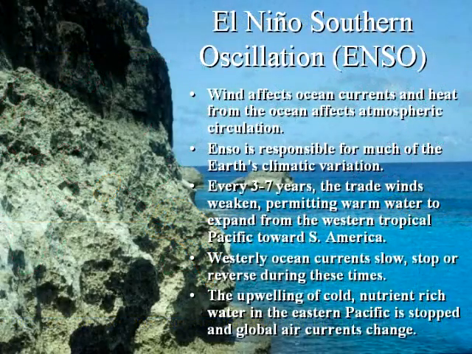So let's summarize. There is this interaction that occurs between the oceans and the atmosphere. Wind affects ocean currents, and heat from the ocean affects atmospheric circulation. The El Nino phenomenon, ENSO, is responsible for much of the Earth's climatic variation. When the trade winds weaken, the warm waters that are normally bottled up in the western Pacific flow eastward, and a whole cascade of events occurs that changes global climate.